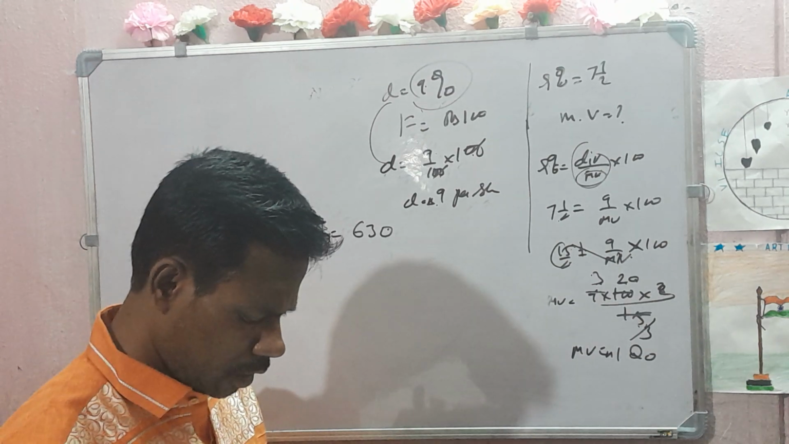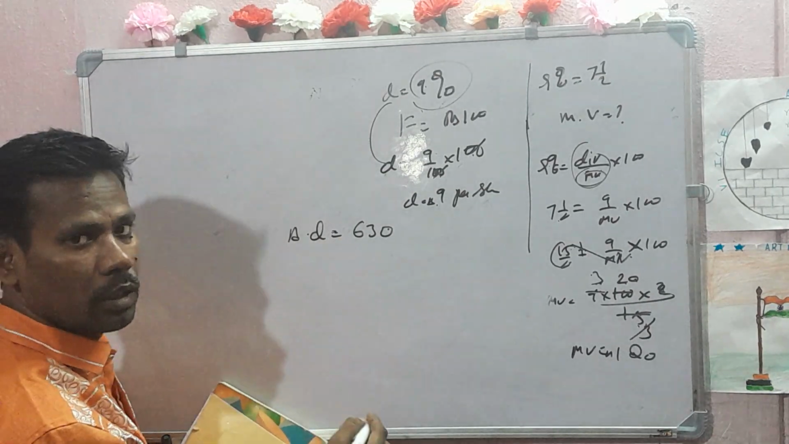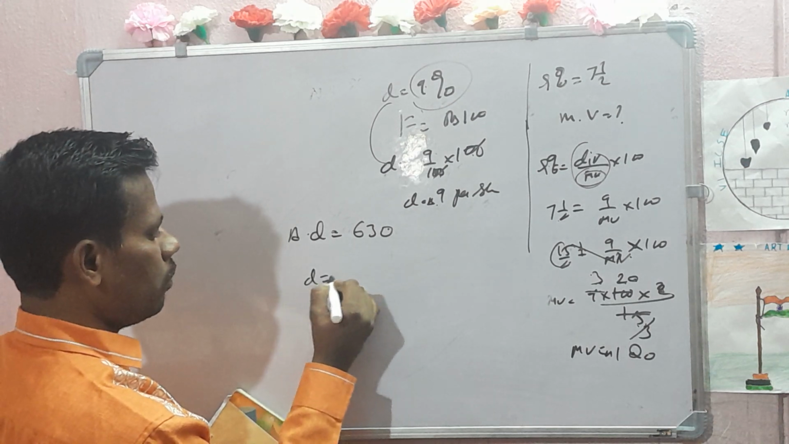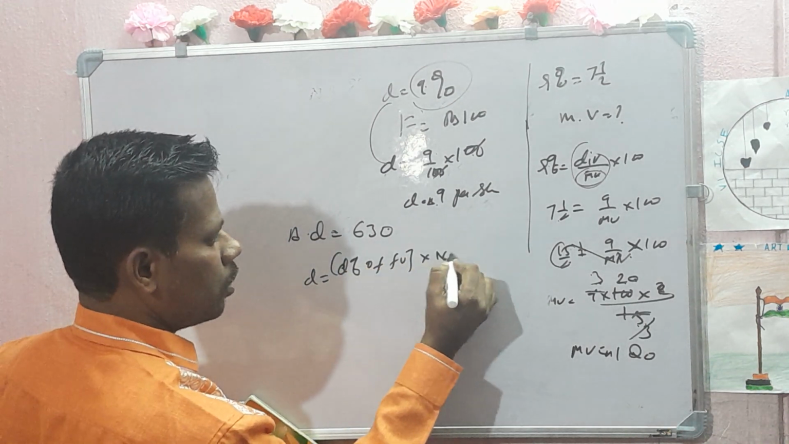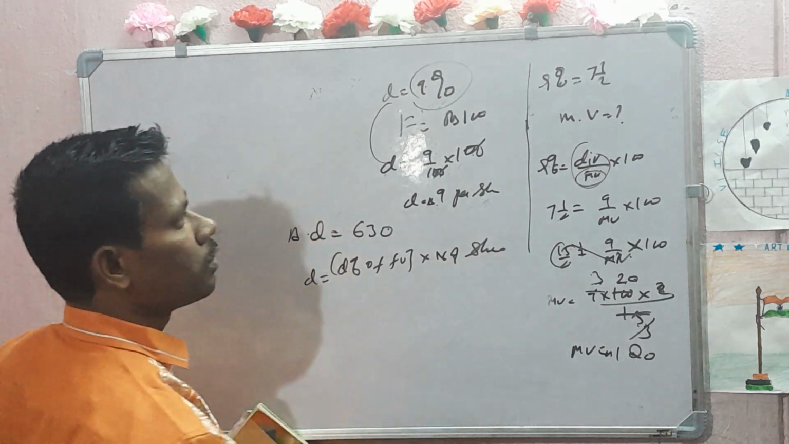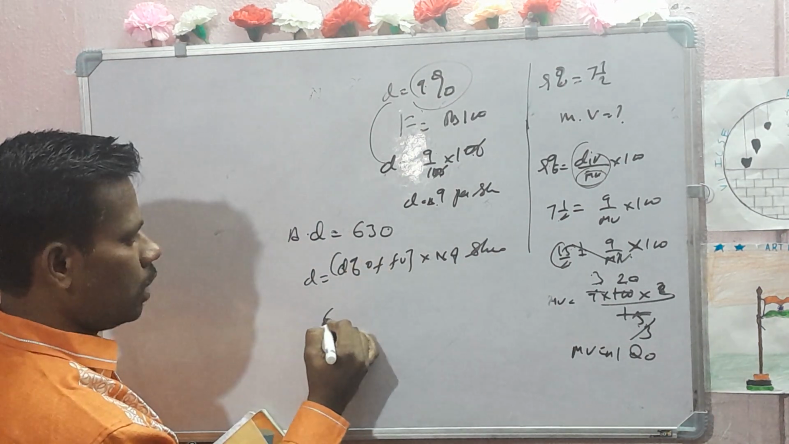Annual dividend is 630. What is the amount to be invested? They are asking. So go for this basic formula. Dividend is equal to dividend percentage of face value into number of shares. Right? So here dividend is 630.